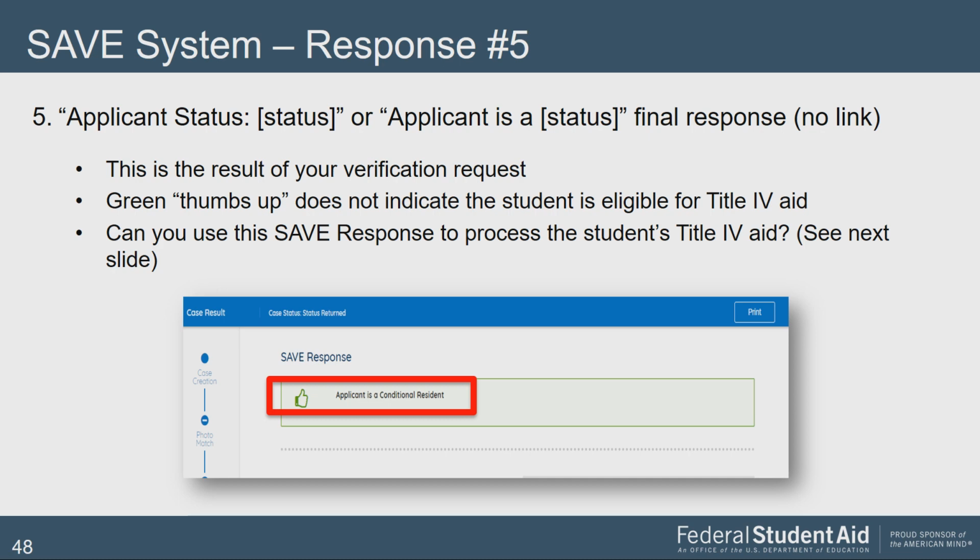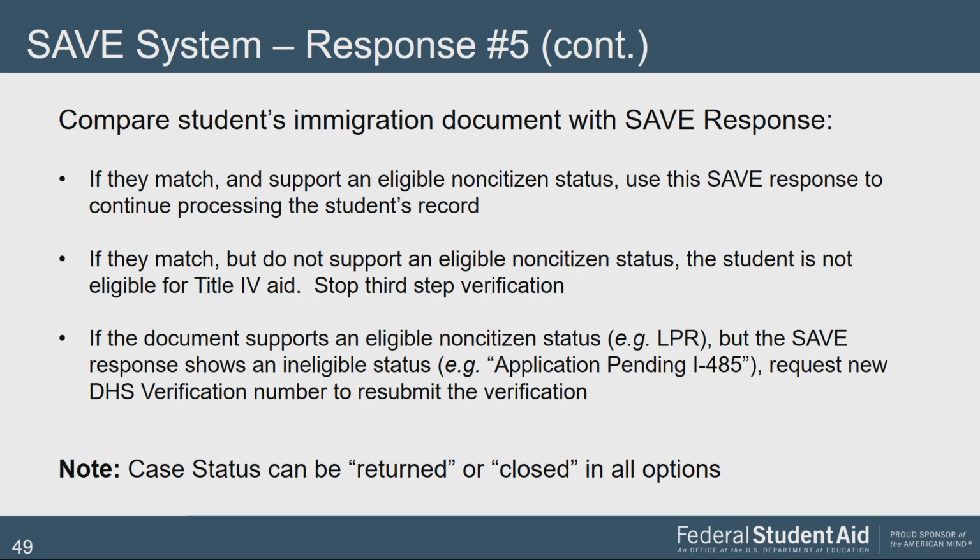When you get this screen, the first time you access a student's record, the big question really is, can you use this to process the student's Title IV aid? To figure that out, you need to do a little more analysis. The analysis consists of comparing the student's immigration document with the SAVE response. If they match and support an eligible status, use this SAVE response to continue processing the student's Title IV aid. If they match but they do not support an eligible status, tell the student, sorry, you're not eligible until you provide a document that supports an eligible status.